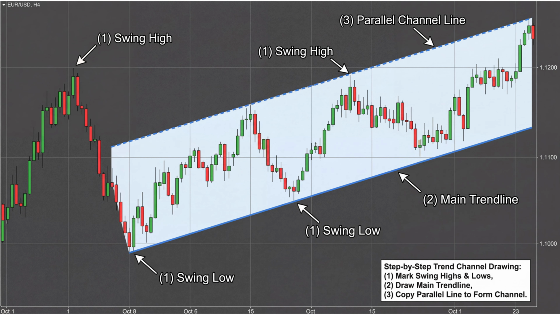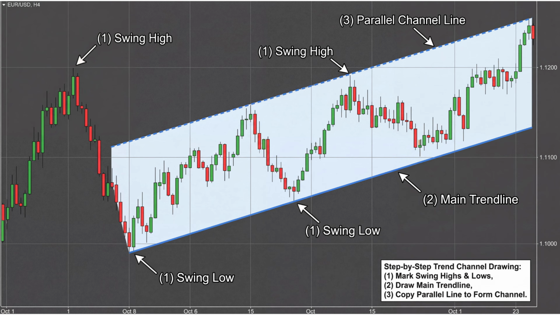How a trend channel is built step by step in an uptrending market. First, the important swing highs and swing lows are identified, showing where price clearly changes direction. Next, a main trend line is drawn by connecting the higher swing lows, which represents the market's underlying bullish direction. After that, a parallel channel line is copied and placed on the swing highs to create a complete price channel.